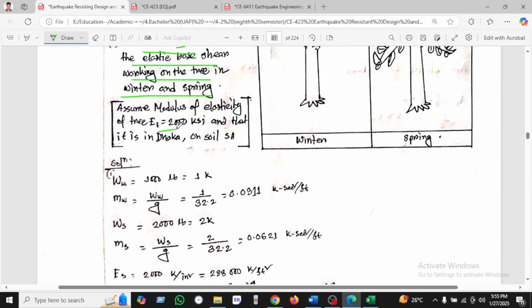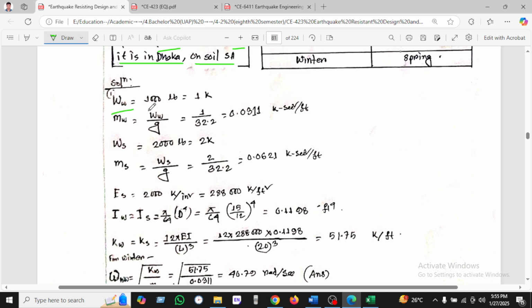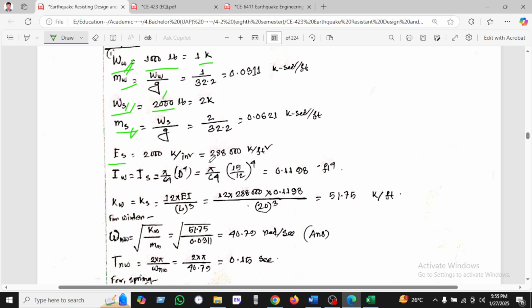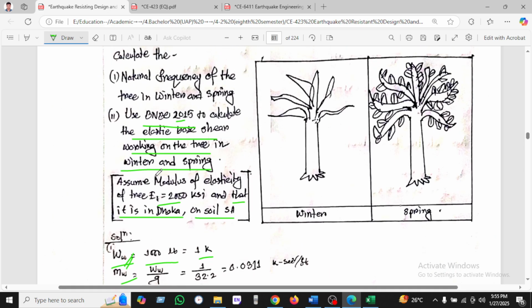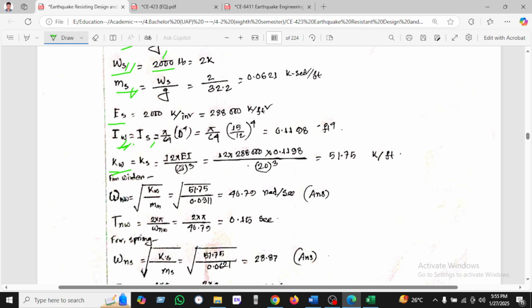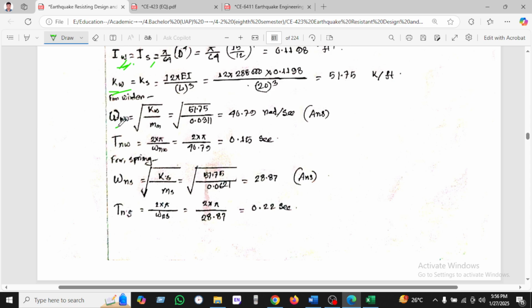Assume the modulus of elasticity 2000 KSI, the location is Dhaka and soil type SA. W is given 100 pound, and M equal to W divided by g, and WS is given 200. W means winter, S means spring. The moment of inertia for spring and winter are the same, and we have used the K stiffness value. The natural frequency is 14.79 and time period 0.15 for winter. For spring, natural frequency 28.87 and time period 2.22.